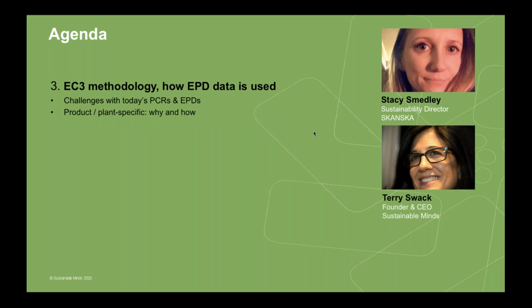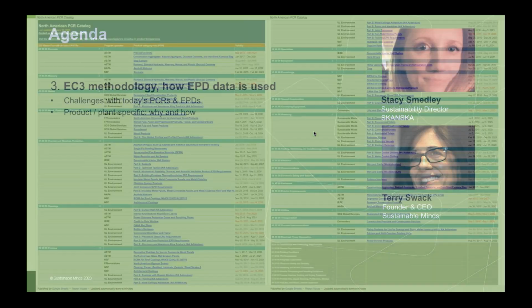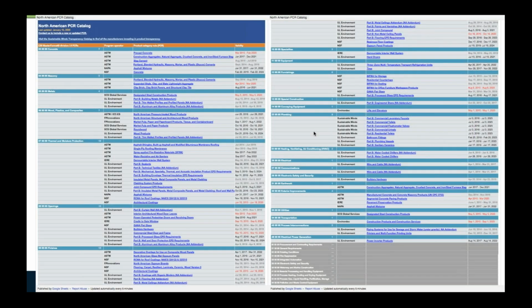Okay, so we're going to talk now a little bit more about that EC3 methodology, how EPD data is used, and to understand how that EPD data is used, we have to go all the way back up to the creation of product category rules. And so here's a quick screenshot of the North American PCR catalog that Sustainable Minds put together a few years ago.